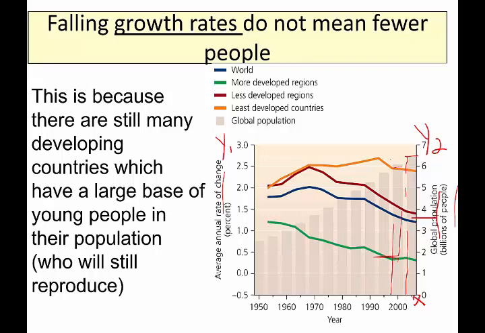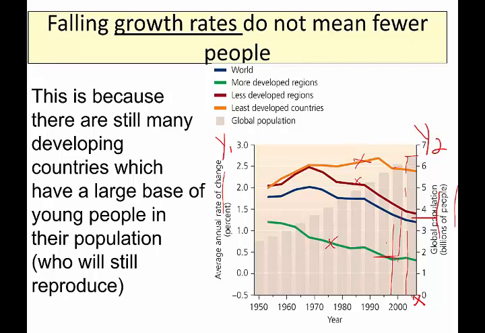So if we look at the lines first, the orange is the least developed countries, red is less developed, blue is the world, and the green is the more developed. So according to this, it certainly looks like the greatest decrease in the rate of growth is in the more developed countries, the green ones. And the least decrease in the rate of increase of growth is in the least developed countries, and so on.